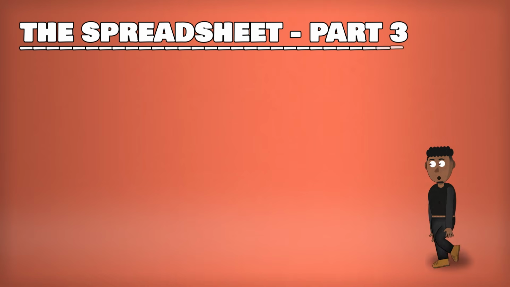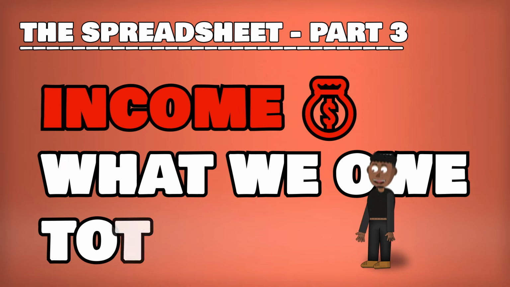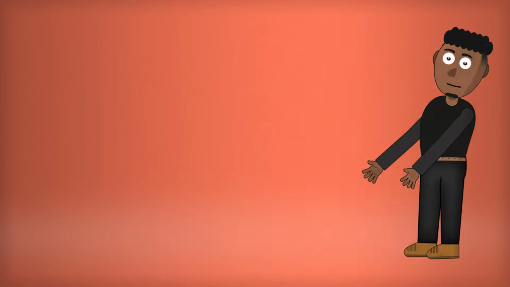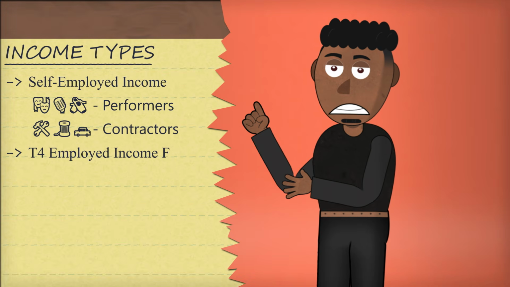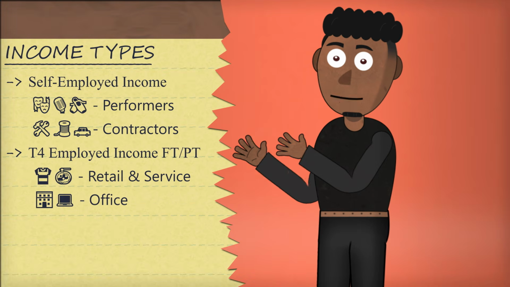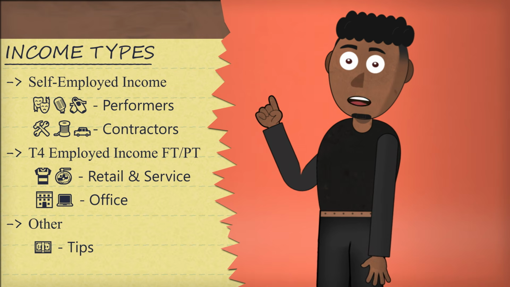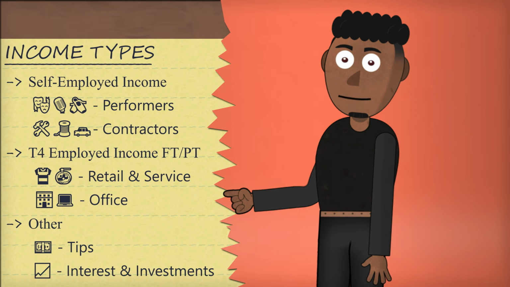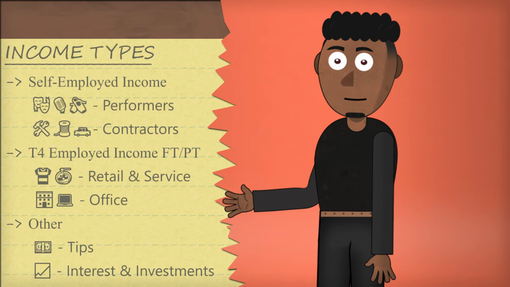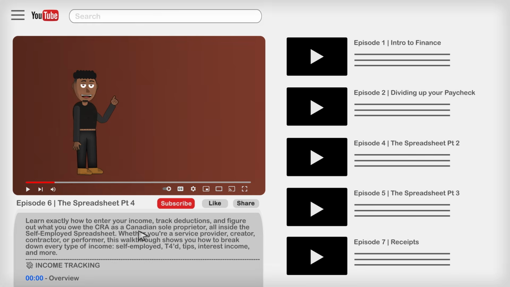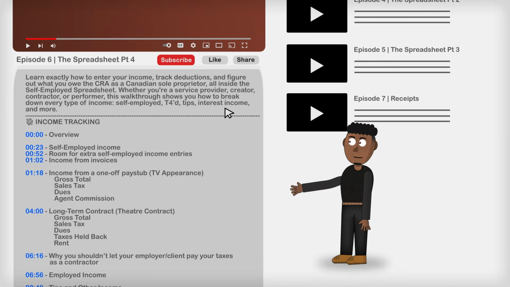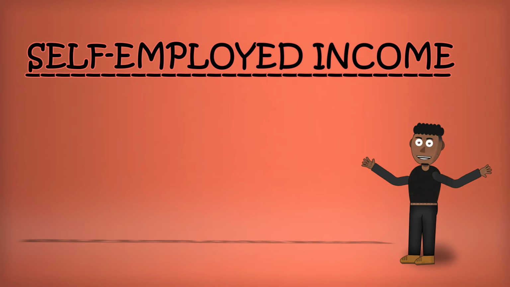In this video, we're going to take a look at our income and what we owe to the CRA. We're going to start by looking at income from our self-employment income, our T4 income, either from a full or part-time job, tips and other income, and any income from interest on savings and investments. But if you're looking for something specific, be sure to check out the chapters in the description if you want to jump ahead. Let's start with our self-employed entries.